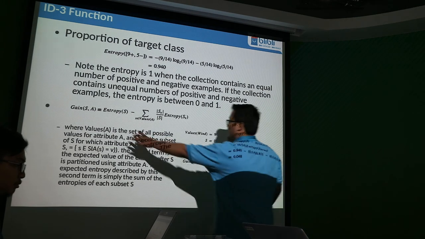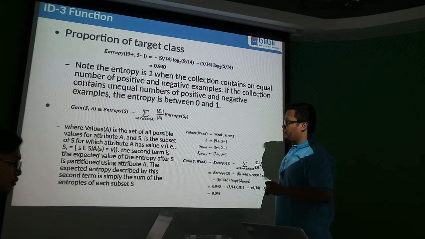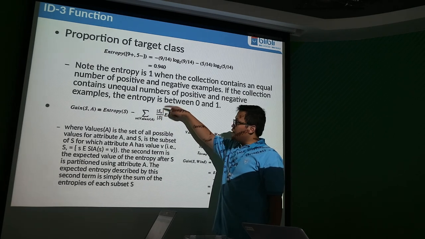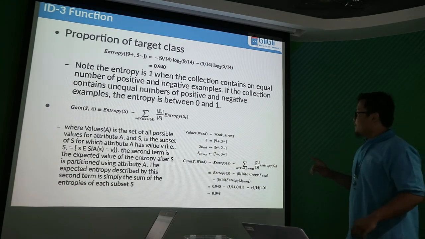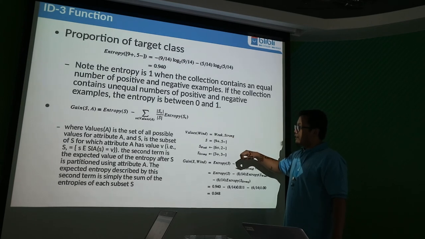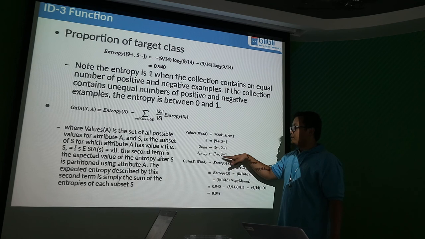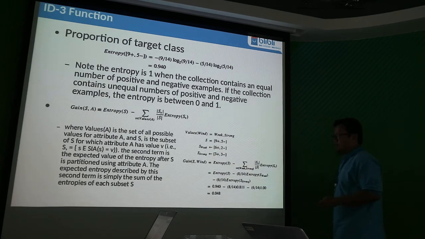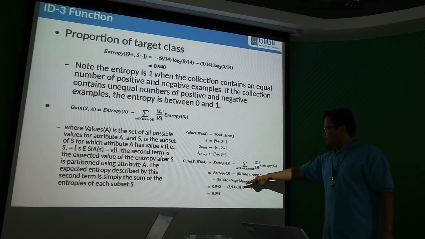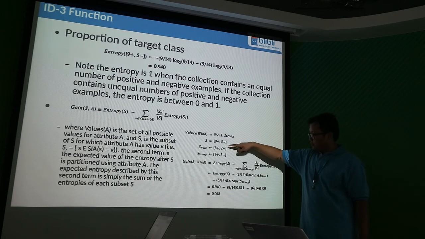And then we use the overall entropy, the S entropy, minus, for each V, the values of the features. So we use the number of the feature given the label. For example, we have the wind feature. Wind has 2 values, weak and strong. For weak, we have 6 positive and 2 negative for no, and for strong, we have 3 positive and 3 negative for no. So we put the values to this function: 8 given 14, sorry, 8 for weak and 6 for strong.